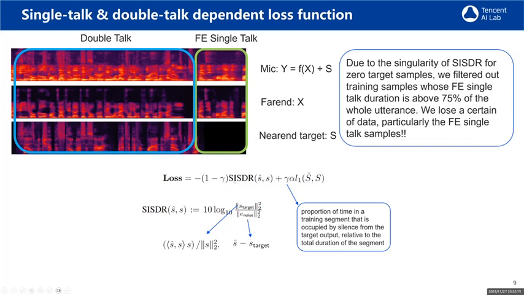Here we propose a new loss function by incorporating a parameter gamma. Gamma is the proportion of time in a training segment that is occupied by the silence from the target output, relative to the total duration of the segment. So if the target is all zero and gamma equals 1, the loss function just depends on the magnitude MS L1 loss between the target and the estimated spectrum. If the target is not all zero, it combines the two losses.